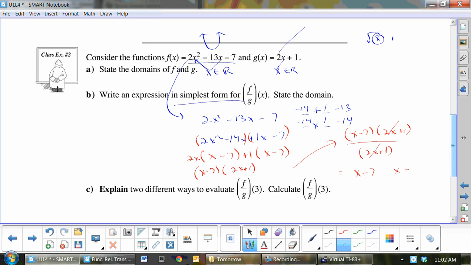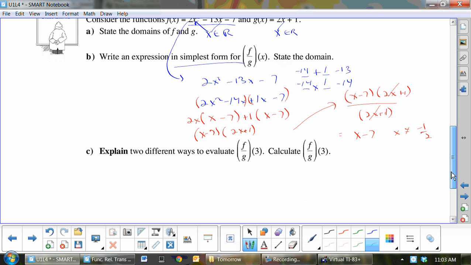X cannot equal negative a half, right? And again, for those people that struggle with those a little bit, it doesn't hurt to do this and then do your algebra. Divide by 2, divide by 2. X cannot equal negative a half.